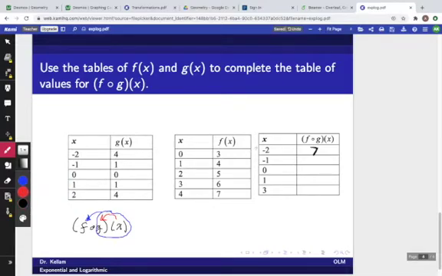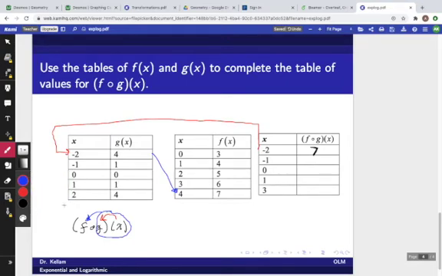Again, let's look at that. This negative 2 tells me to come over here and look at negative 2 in g. That gives me a 4. My 4 I put into f, which gives me a 7. f of g is 7.